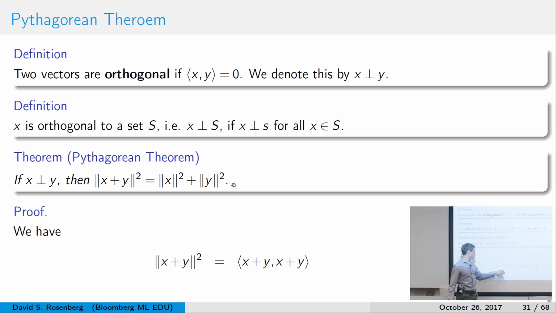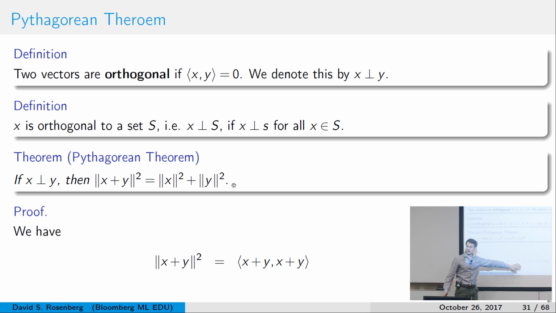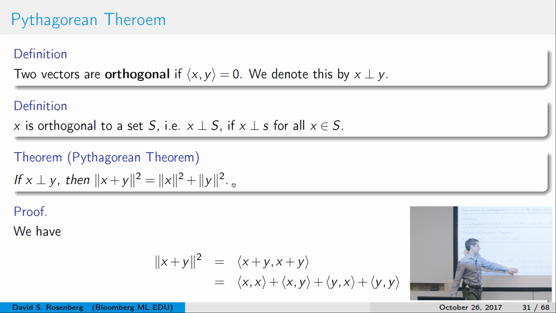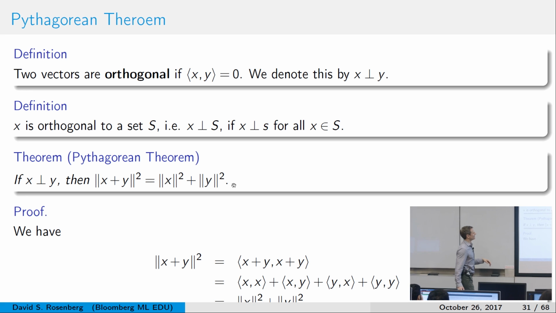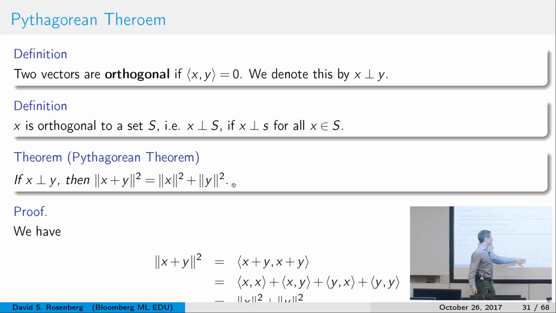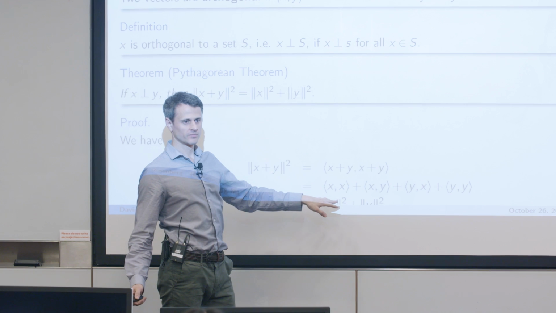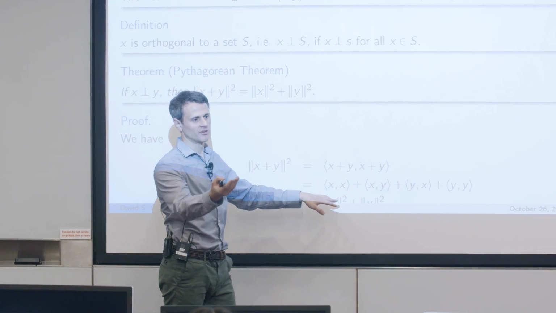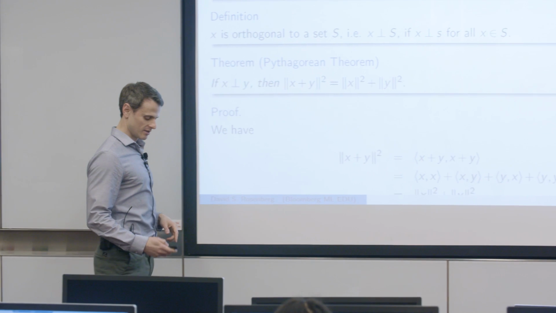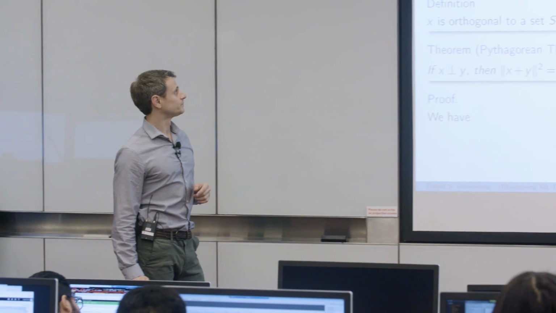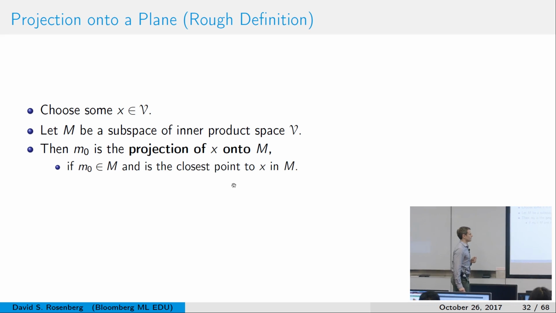We start with the norm squared. We expand that out into the inner product with itself. By linearity, we can expand that out. And then, of course, we're dropping terms. So what do we know about x and y? The inner product is 0. They're orthogonal, so the inner product is 0, and these terms drop out. So it's just the sum of the squares of the norms. Great. Little exercise. All right.